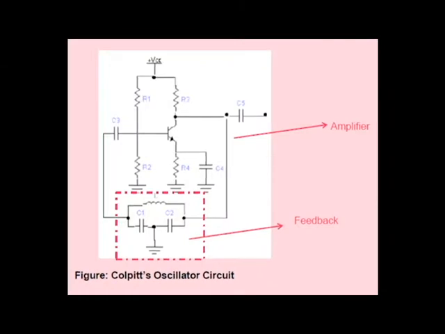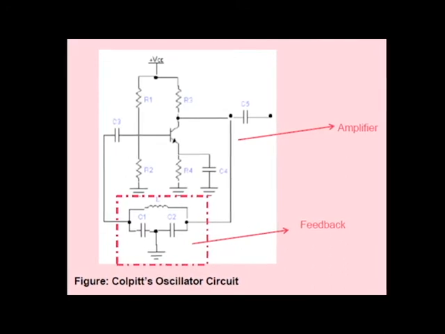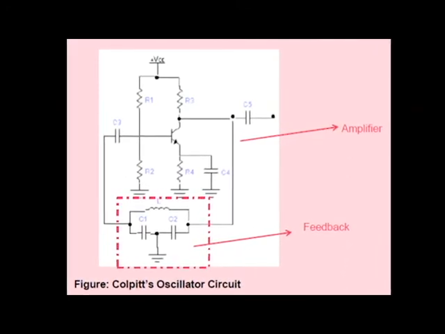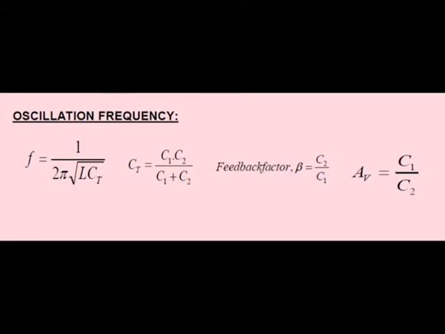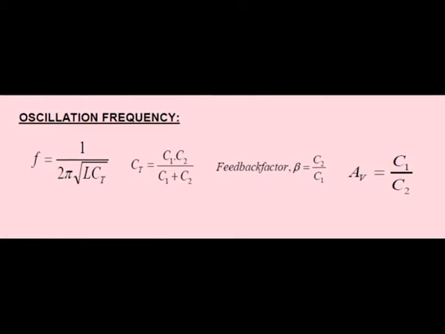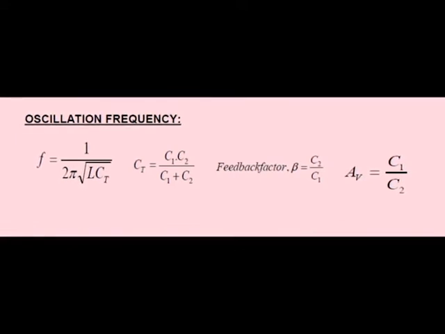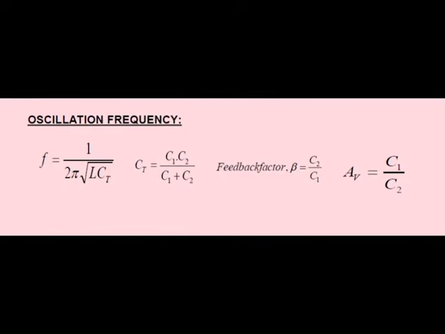The second is Colpitts oscillator. The Colpitts oscillator uses a pair of tapped capacitors, 2 capacitors and a single inductor, to produce the regenerative feedback necessary for oscillation. Okay, this is the circuit for Colpitts. So in feedback, we have 2 capacitors and 1 inductor. And the formula is F equals 1 over 2 pi square root L C total. So we have a C total formula, a feedback factor formula and a voltage gain formula.